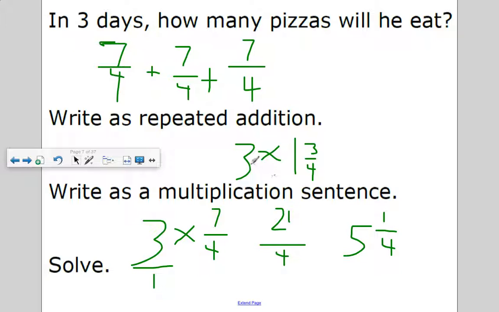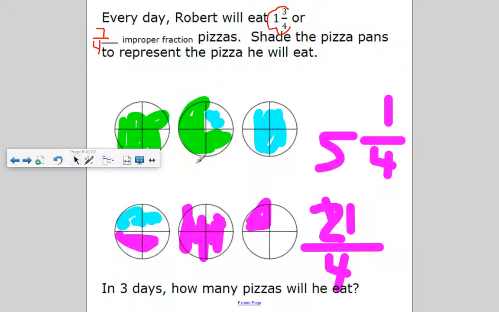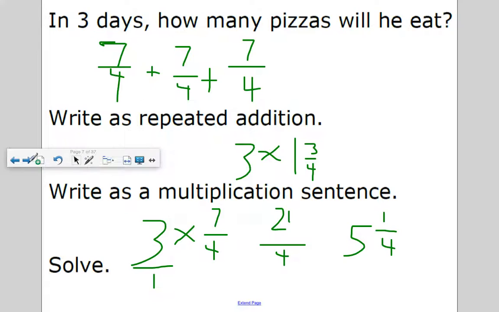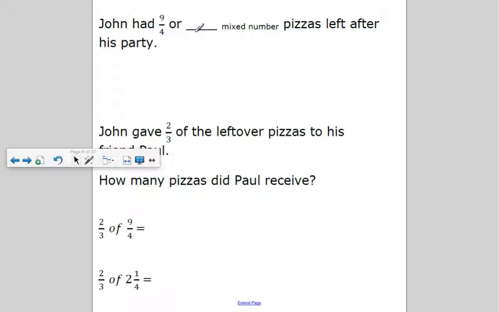Do not do this. Oh, 3 times 1 is 3. 3 3/4. No. If you look at your pictorial model, it is not 3 3/4. It's 5 and 1/4. So last but not least, John had 9/4, or 2 1/4.